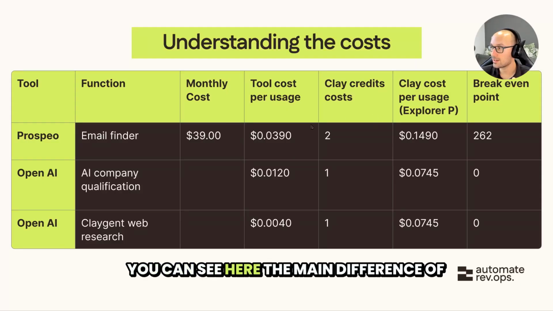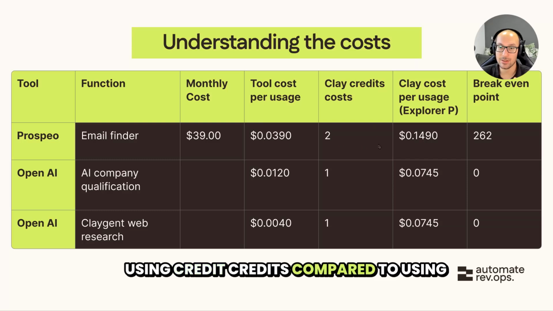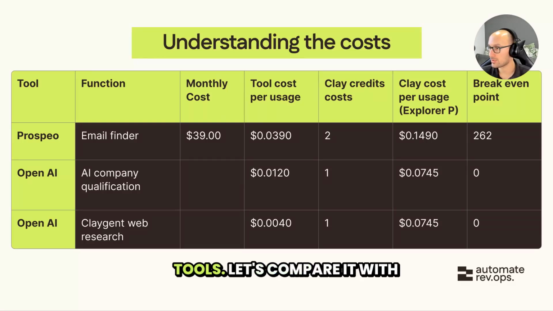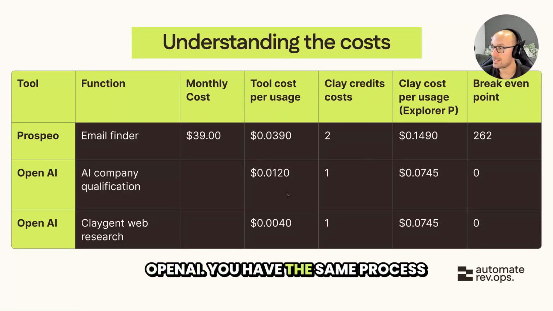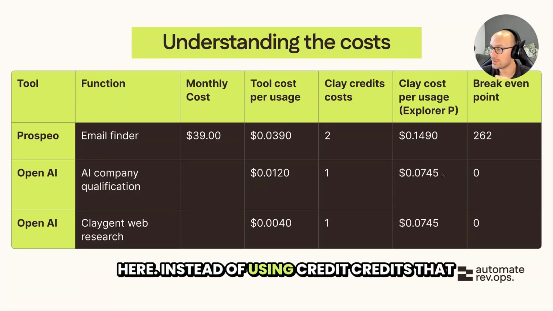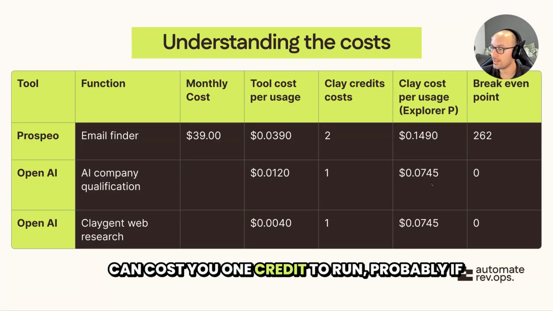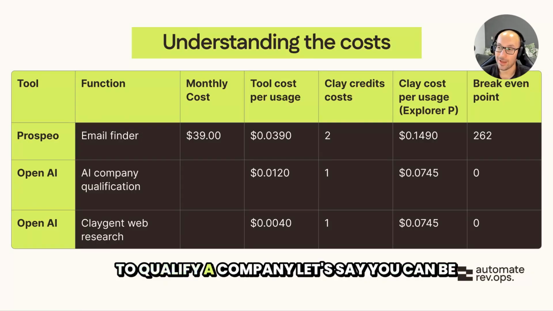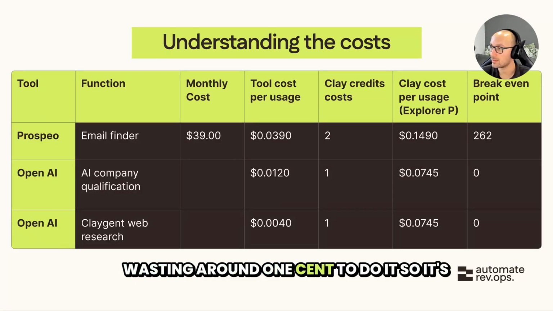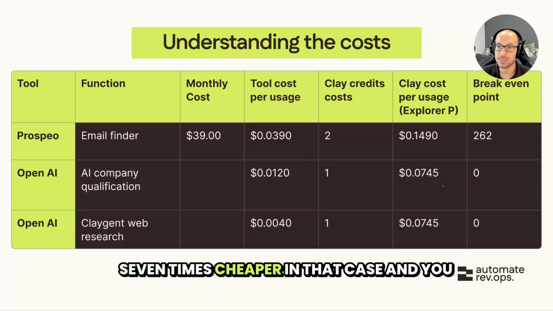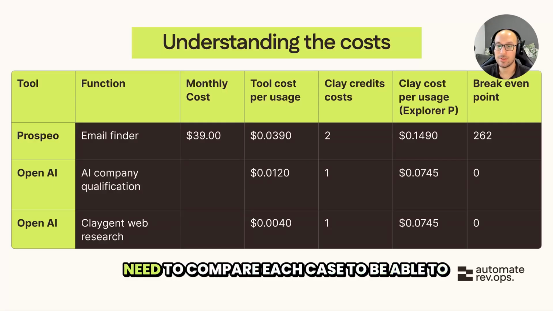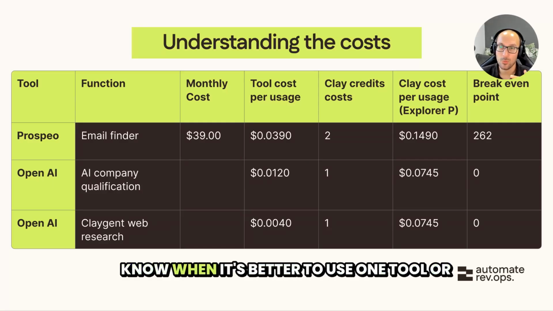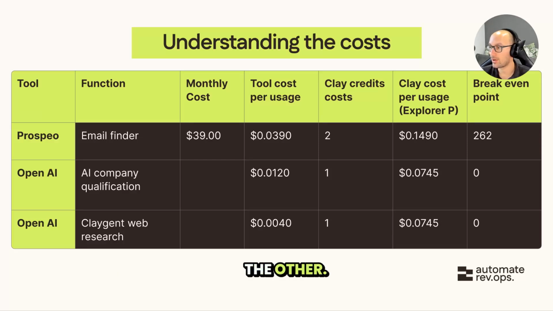So you can see here the main difference of using credits compared to using other tools. Let's compare with OpenAI. You have the same process here. Instead of using credits that can cost you 1 credit to run, if you subscribe and use your API key in OpenAI to qualify a company, let's say, you can be spending around 1 cent to do it. So it's 7 times cheaper in that case, and you need to compare each case to know when it's better to use one tool or the other.